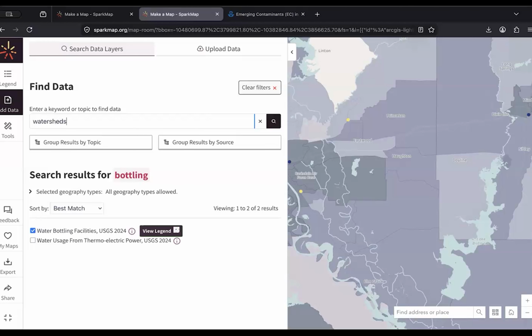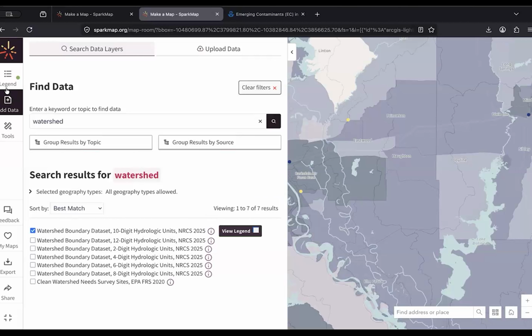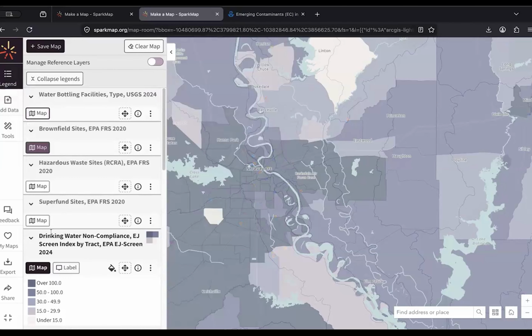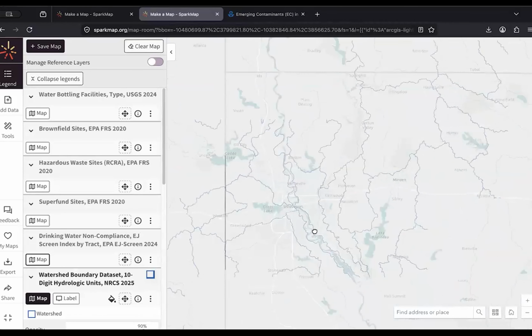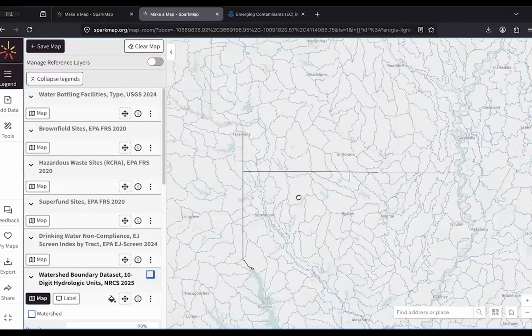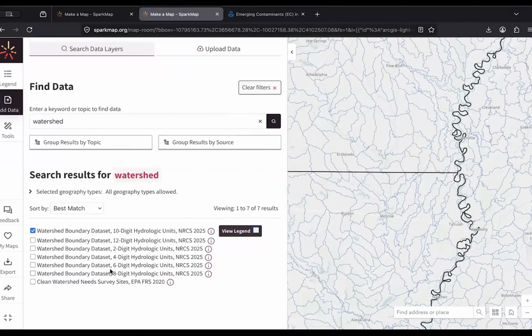So we have watersheds. I think I have to just type watershed with no S here. And so you can start to see what that looks like. Let me turn off some of my other layers here and zoom out a little bit. So you can see what those watersheds look like. We've got lots of that data available.